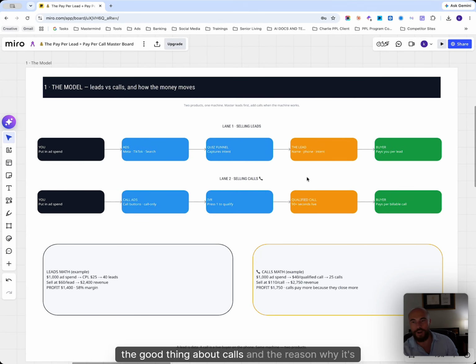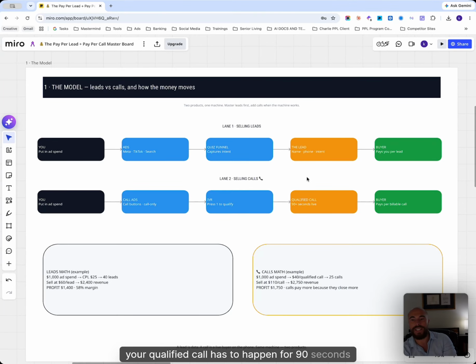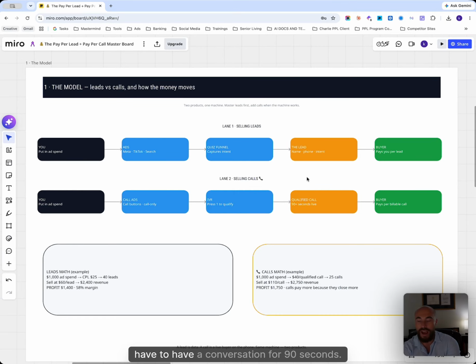Now, the good thing about calls, and the reason why it's cool, is because your qualified call has to happen for 90 seconds or more. Because they're so intentful, usually the majority of calls are qualified. But for a buyer, it's such a good value proposition because it's not like you're paying a retainer or anything like that. You sell calls because they close more and they have to have a conversation for 90 seconds. That 90-second buffer, as it's called, shows that this person had a conversation with a potential customer for 90 seconds or more.